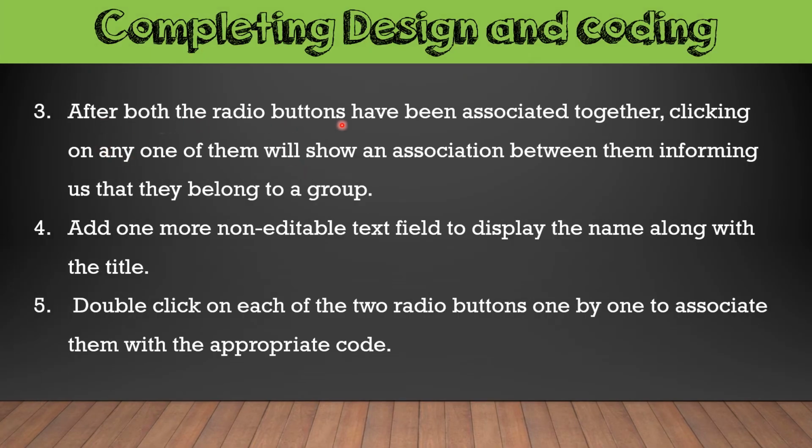After both the radio buttons have been associated together, clicking on any one of them will show an association between them, informing us that they belong to a group. This means that after we have linked both of the radio buttons with the same button group, both have been added to a group and associated together. Whenever the user selects one of them, the other one will automatically get deselected. Why? Because they are in a group, they are associated together.